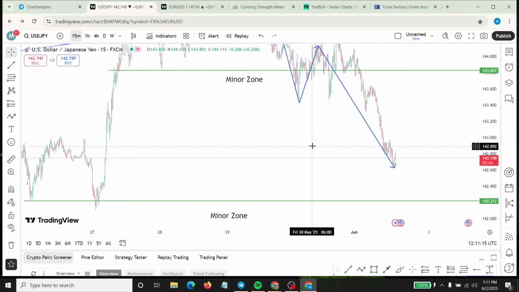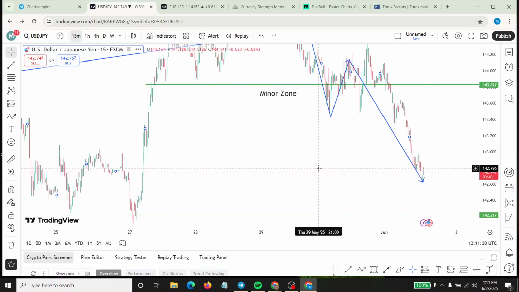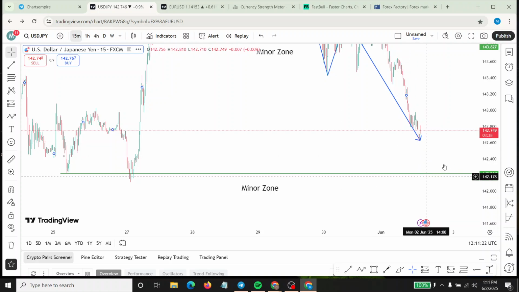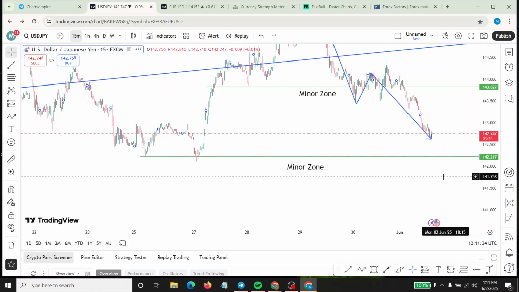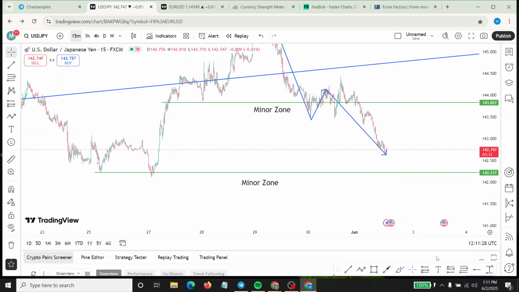You can see how USDJPY is selling aggressively, and if you look at where this market is heading to, it's coming all the way to this minor support on the 15 minutes chart.